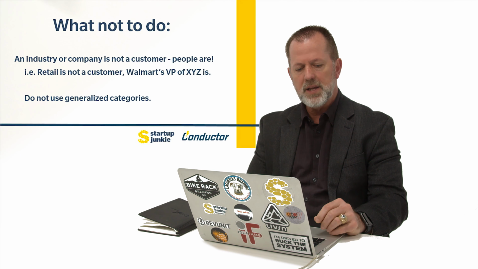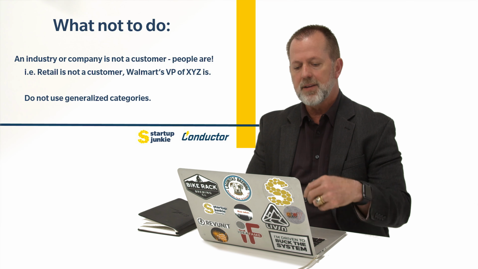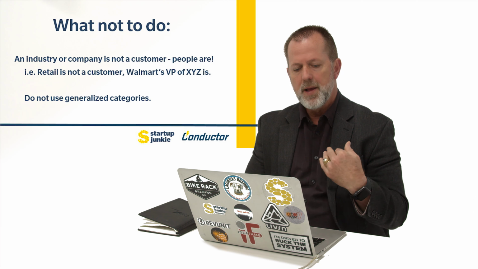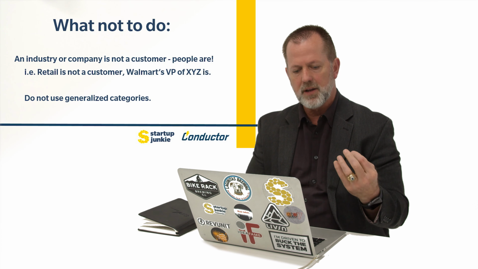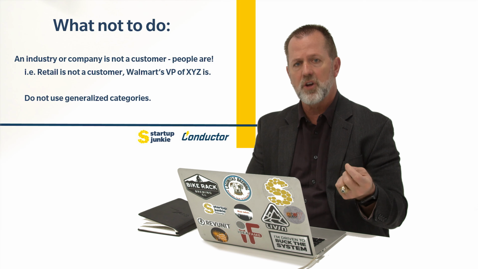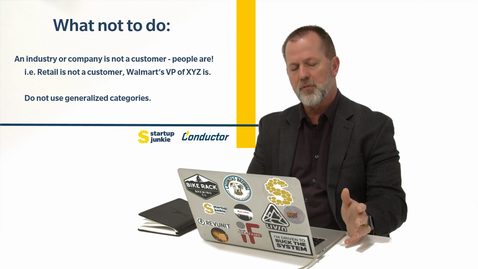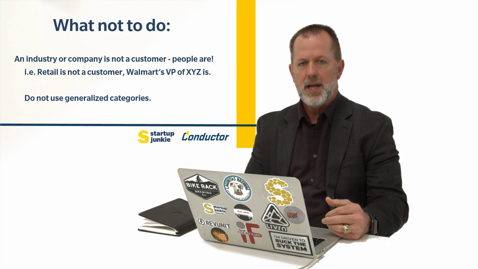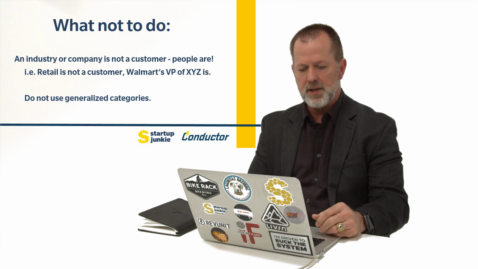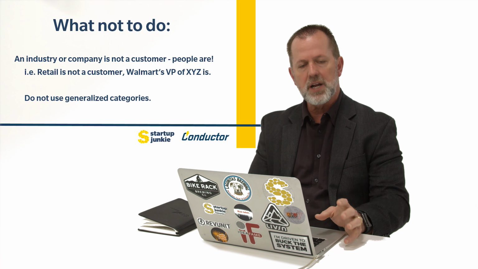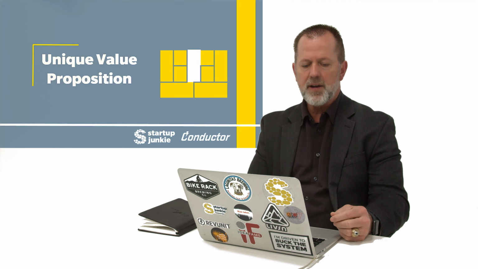What not to do is to assume that an industry or a company is a customer, right? So an industry or a company is too broad. You want to get into the specific consumer or customer personas to understand who your customer really is. So as an example, if you were selling into a major retailer, it might be the vice president of supply chain technology that you would want to be targeting. So don't use generalized categories. Get specific.